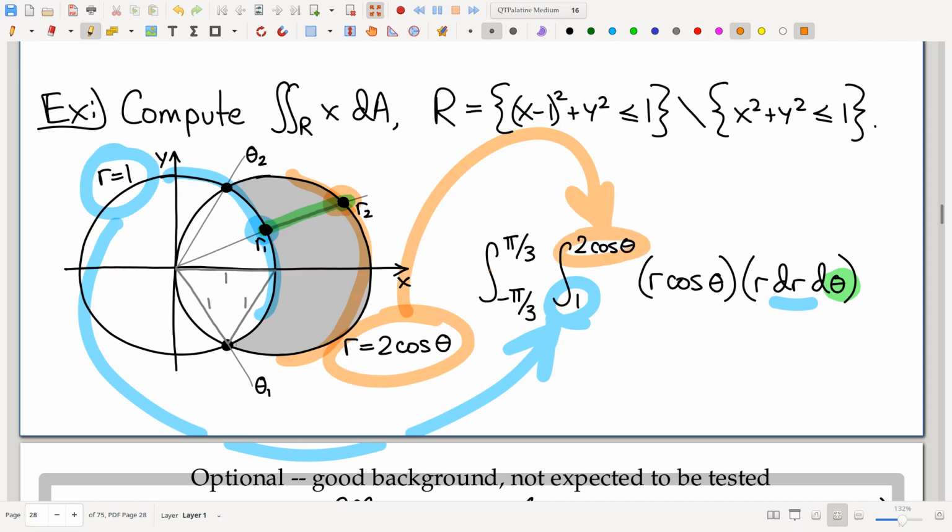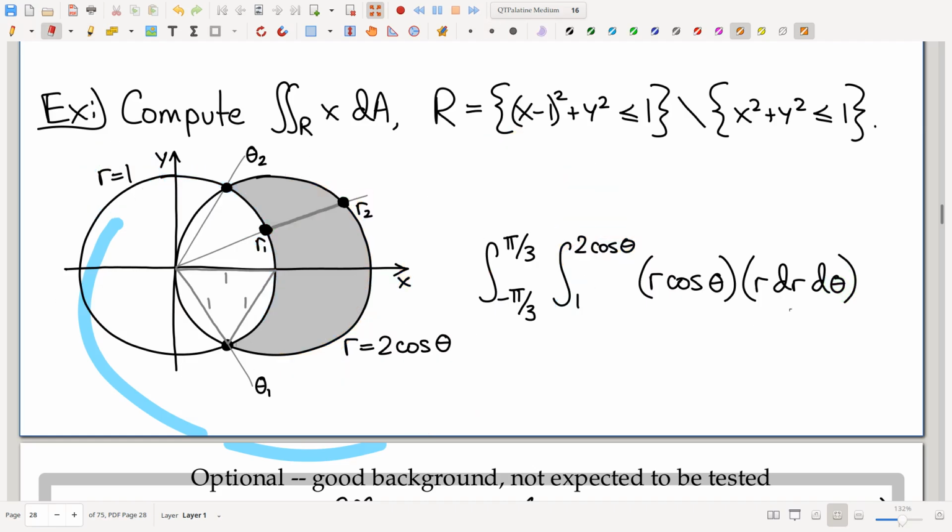Everybody all right? How is r² cos theta? One more time: the r operating on the r. Yep, r² cos theta. So that again comes from this.